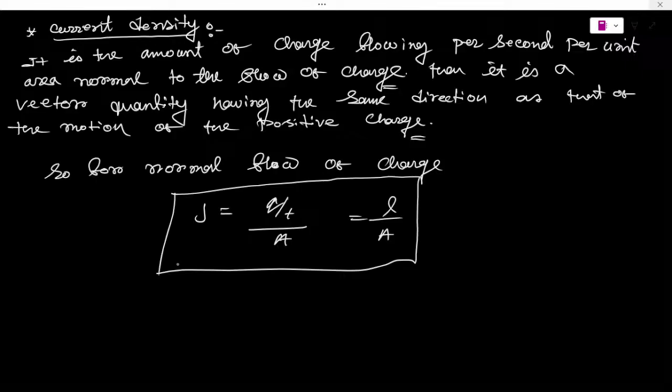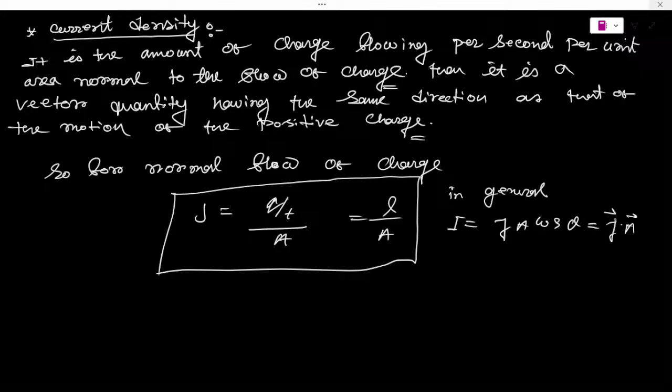Resistivity rho is basically RA divided by L, and current density is basically I by A. In general, I is equal to J A cos theta, that is, the dot product of J vector and A vector, J A cos theta.